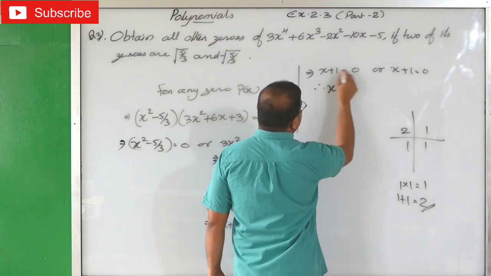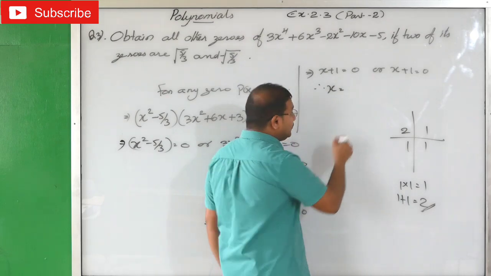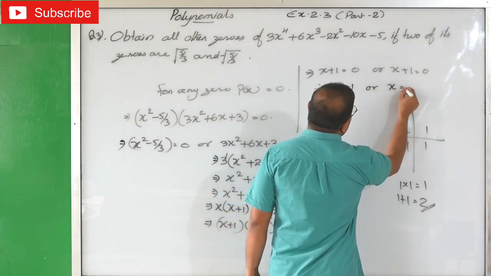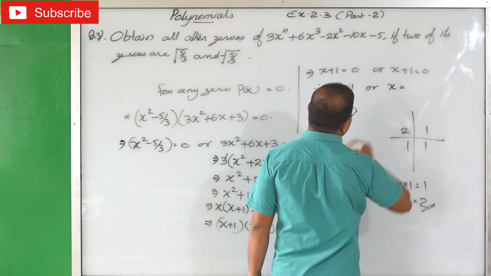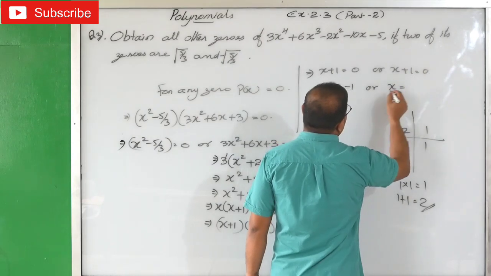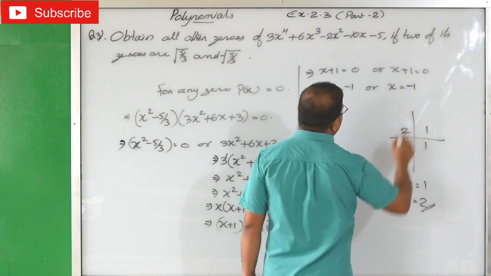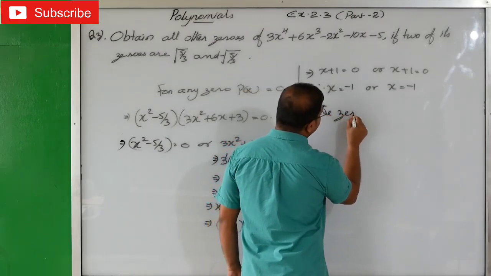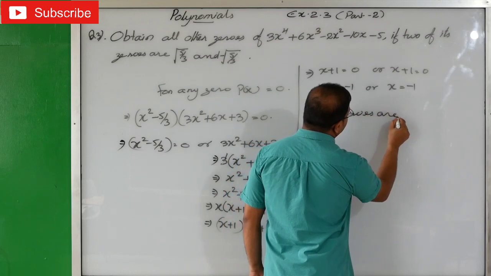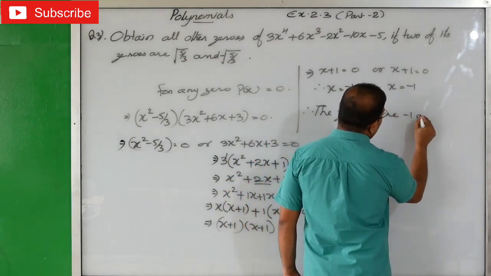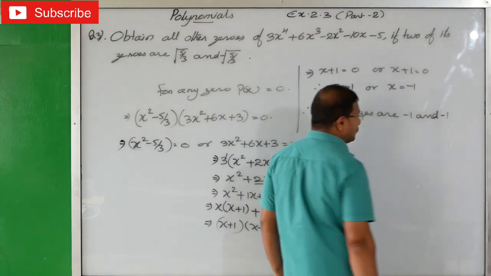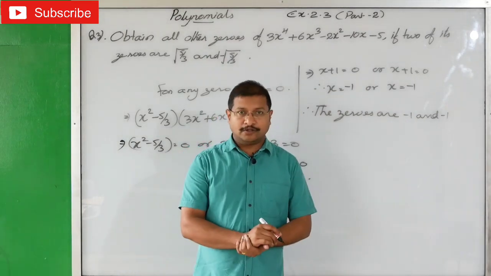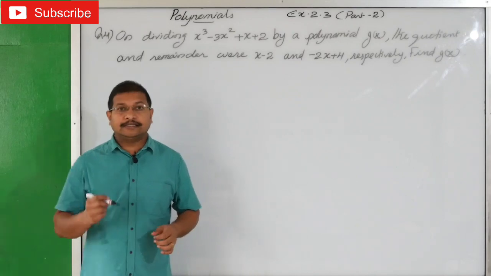Therefore, x equals plus 1 goes to the next side, minus 1, or x equals, this plus 1 goes to the next side, minus 1. Therefore, the zeros are minus 1 and minus 1. Of course, we got already 2 and now we got 2 more. Is it okay? Let's see the next question.